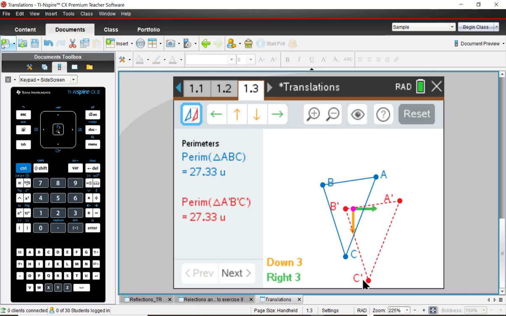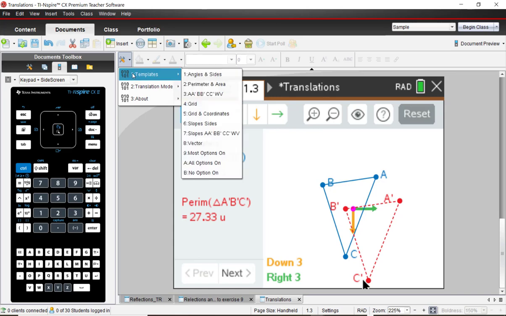So let's return back to the software. This time go over to Tools, Templates, and we're going to do number 5, Grid and Coordinates. Tools, Templates, number 5, Grid and Coordinates.